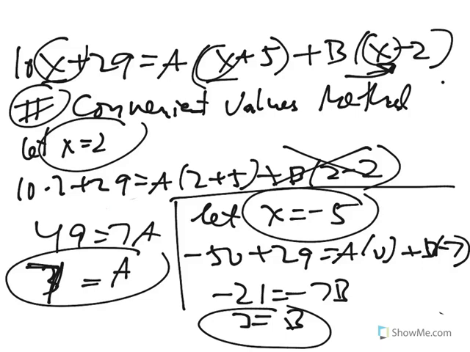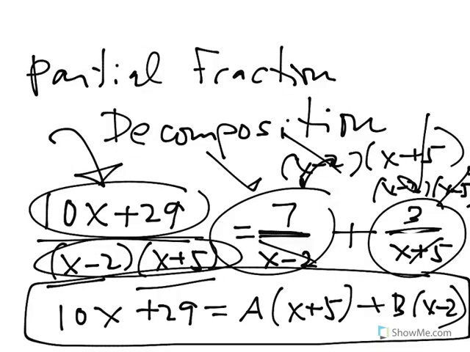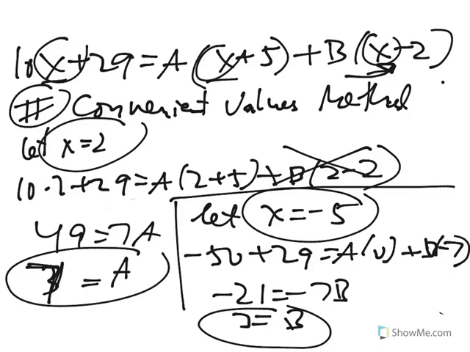Now the convenient values method might seem a little bit like we're breaking some rules of math, because 2 and negative 5 are the very values that would make the original equation undefined. But there is a complicated explanation for why that works that's not going to be part of this video. For this video, as long as you can do the two methods, you've learned what I wanted you to learn.